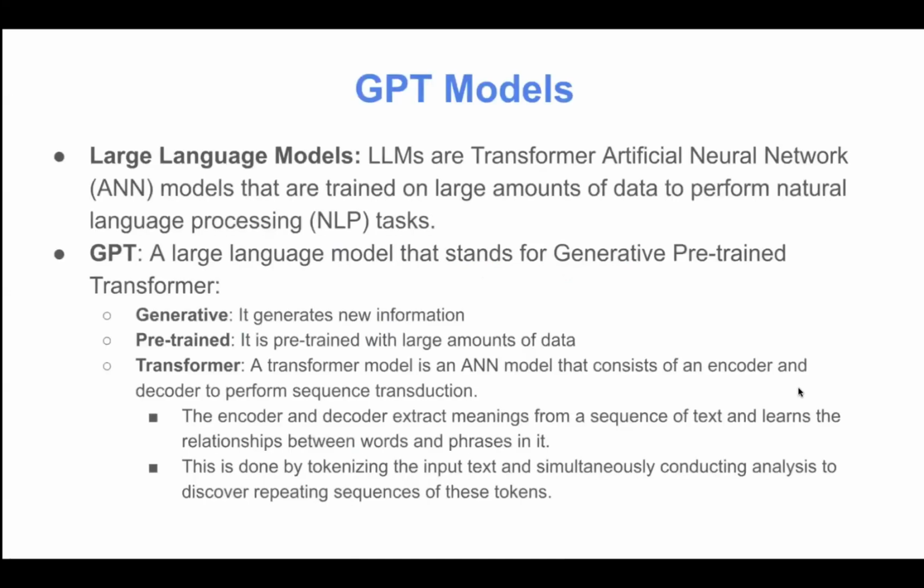So just to start, we'll be talking about large language models, which are built on these transformer artificial neural networks. And GPT itself stands for generative pre-trained transformer. So it's very descriptive. It's going to generate new information. It's pre-trained on a large corpus of textual data, and the architecture is based off this transformer artificial neural network that works with an encoder and a decoder and looks at the context of tokens and their sequence to predict the next token.